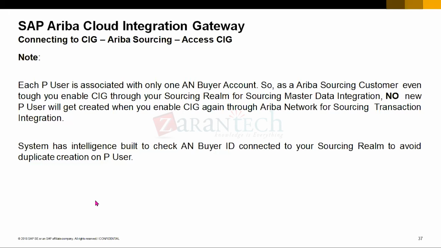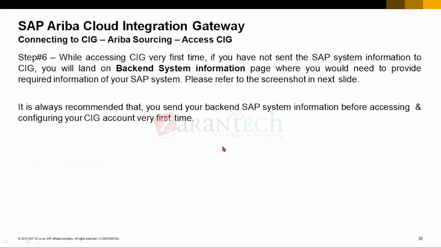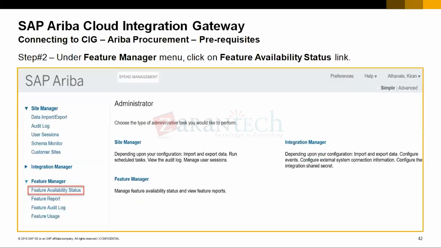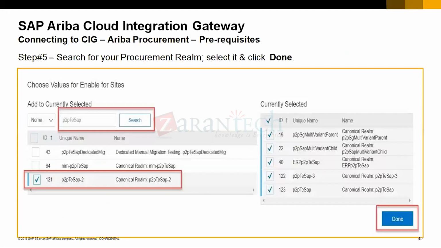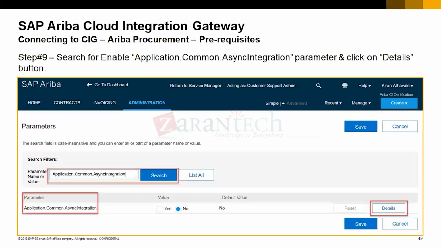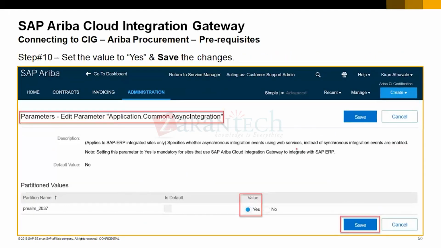Okay. Now, let me see what is important. This is something about procurement. So it's talking about the same thing, like we have to go to feature availability status, and the same way we discussed, the same thing is required to be done here itself. And with the help of this, we can enable CIG for Ariba procurement as well.